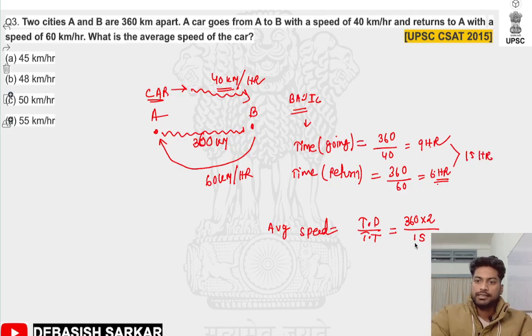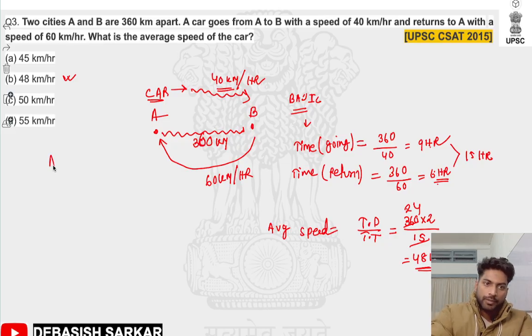So can we cut from here? Yes, we can cut it now. 2 times and 4 times. 24 into 2, that is 48 kilometers per hour. Got it? Understood? So your answer is option B, that is 48 kilometers per hour. This is basic, like kid things.